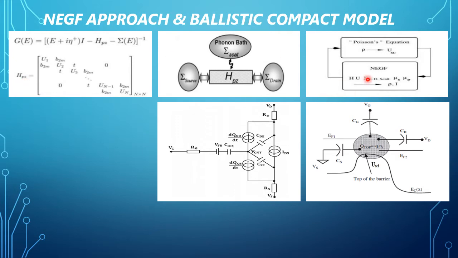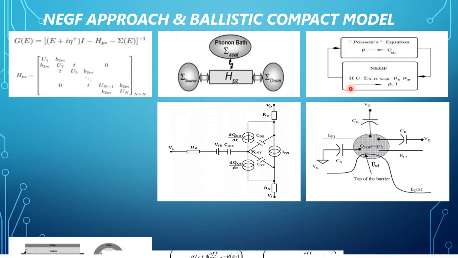So the Poisson equation could also be incorporated in the radial direction, and the NEGF approach will be used by taking into account several parameters as shown here in an iterative way. The iterative calculation can be cumbersome, so we will need a compact model, the ballistic compact model.